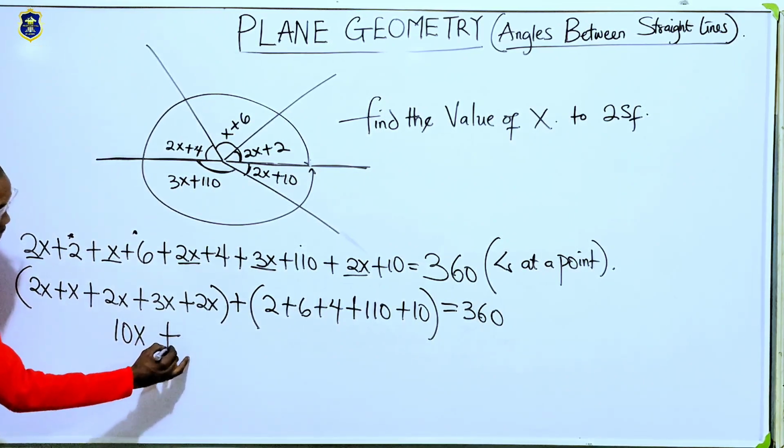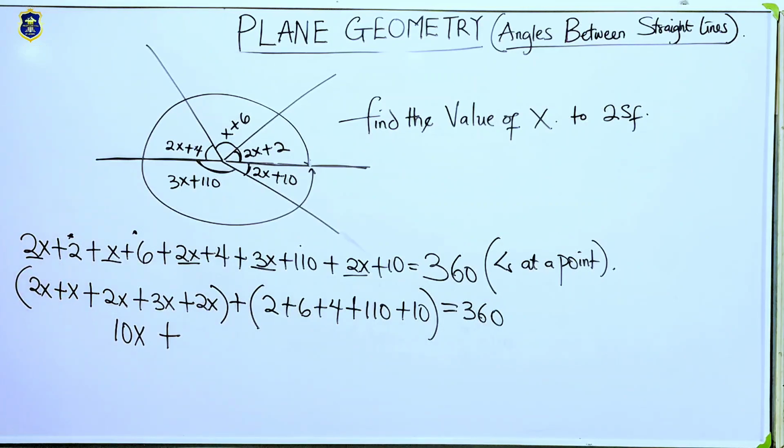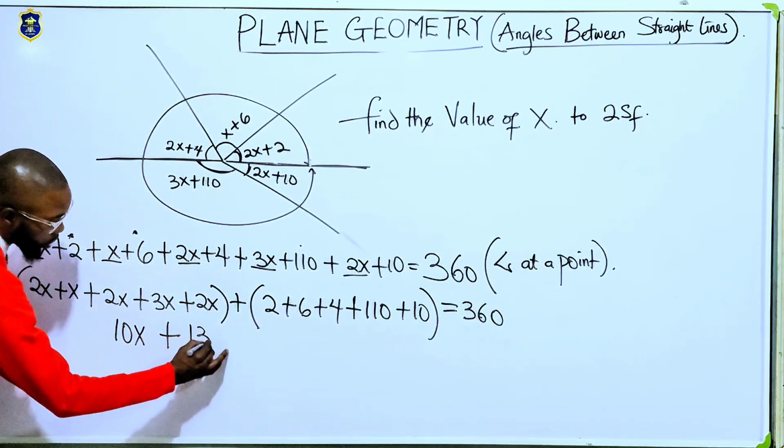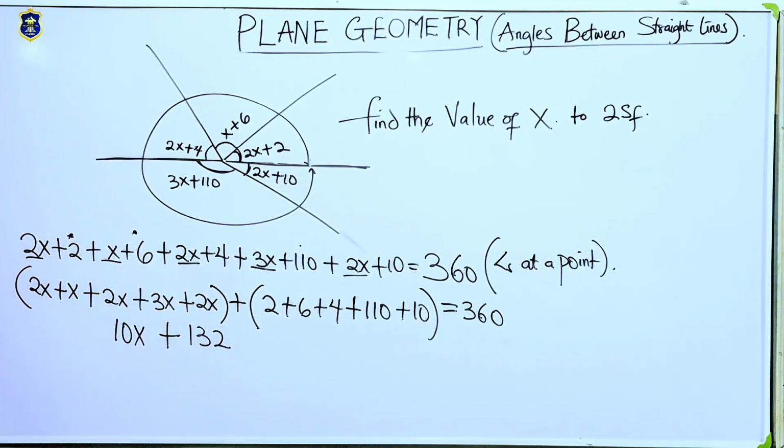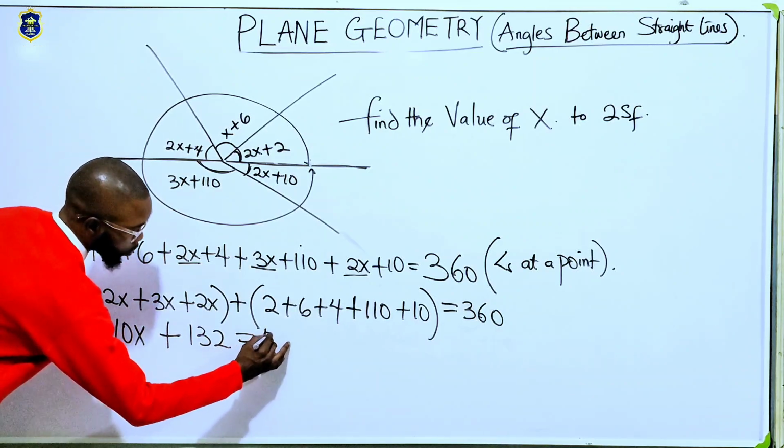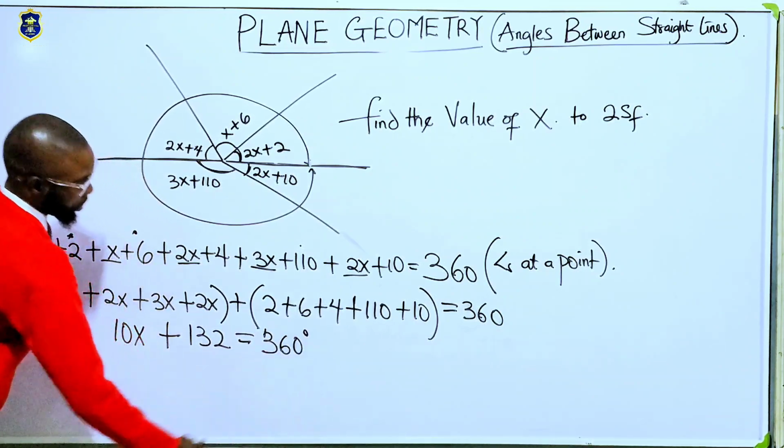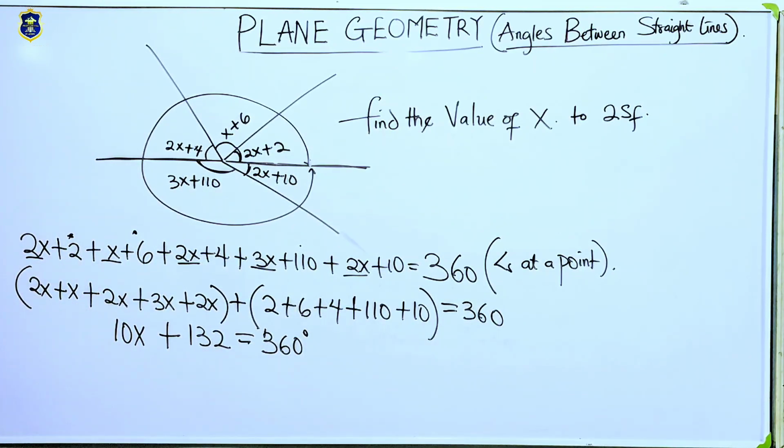We have 10x plus 2 plus 6, that should be 8. 8 plus 4, that should be 12. 12 plus 110, that should be 122, and then plus 10, that should be 132. Yes, we have 132 degrees equal to 360 degrees.